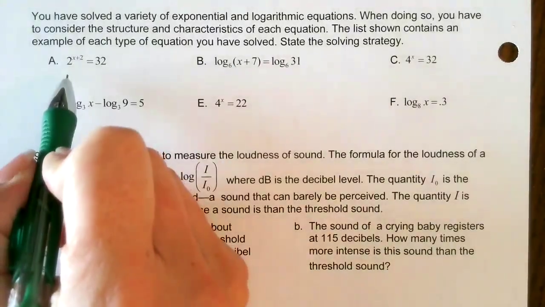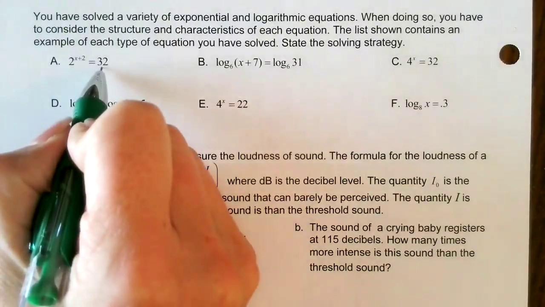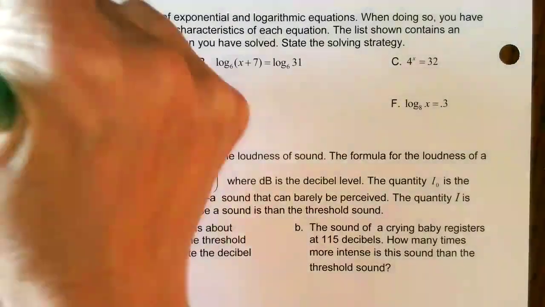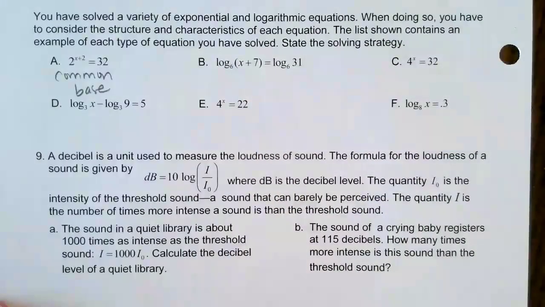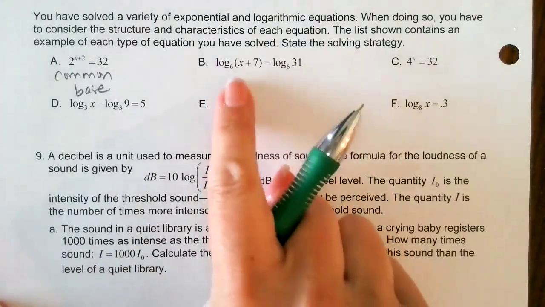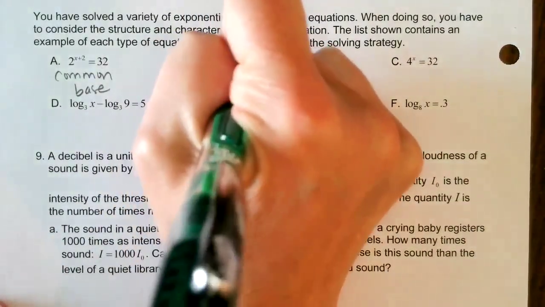All right, so when I look at this first one, I have 2 to the x plus 2 is equal to 32. 32 can be 2 to the fifth power, so they can both have the same base. So I would solve this using the common base method. All right, for our second one, we have a log base 6 on both sides of the equation. So we want to set the arguments equal to each other.